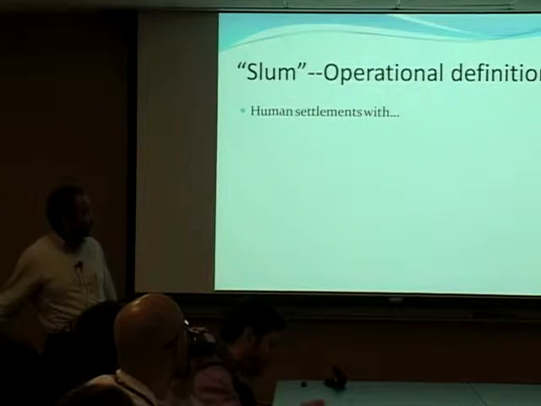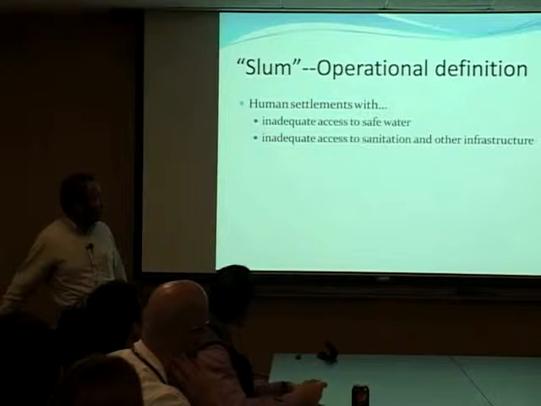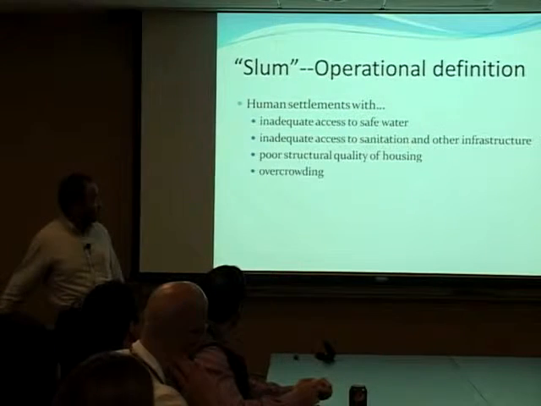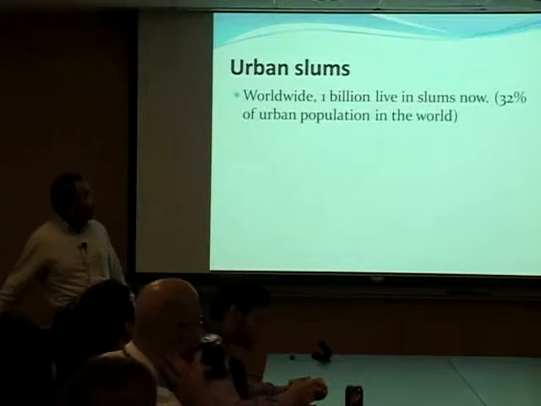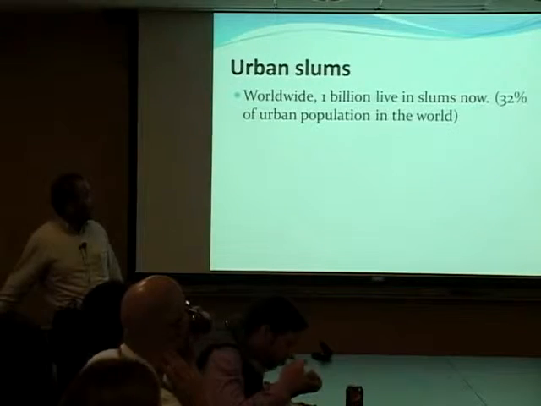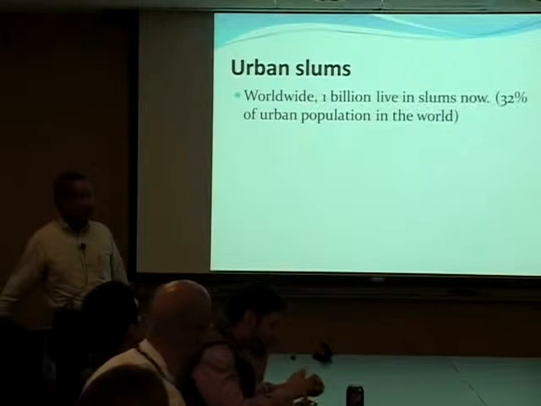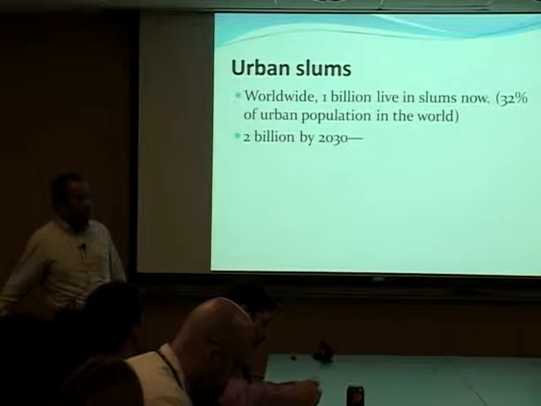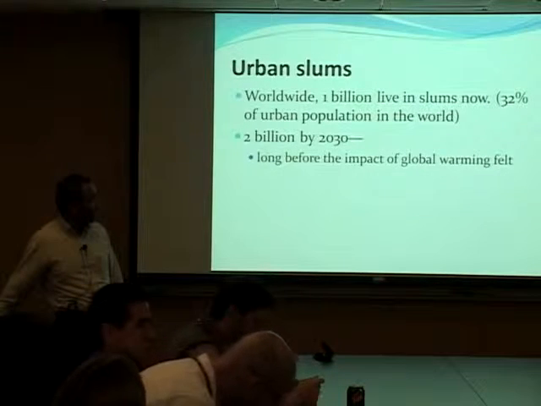So, in fact, there's the operational definition of slums. These are human settlements with inadequate access to safe water, inadequate access to sanitation and other infrastructure, poor structural quality of housing, overcrowding, insecure residential status. And so if you use this definition, right now about one-third of the people in the world live in these conditions. This is the reality right now. And then it's estimated to go up to 2 billion by year 2030. So that's only 20 years from now, less than 20 years.